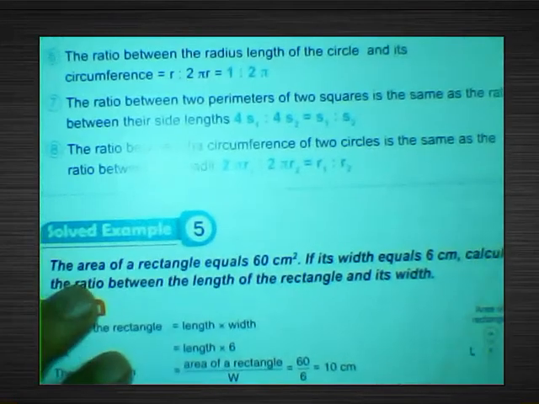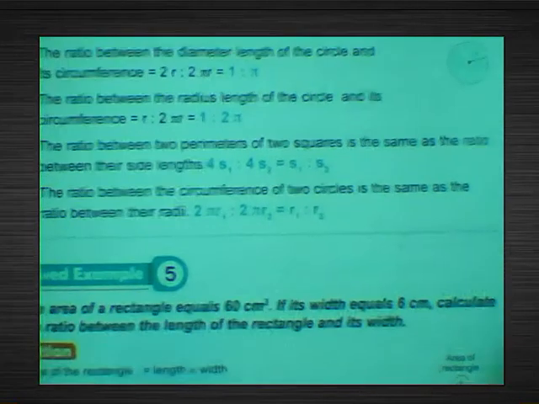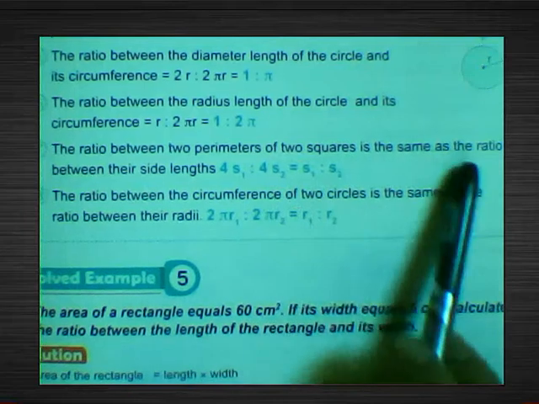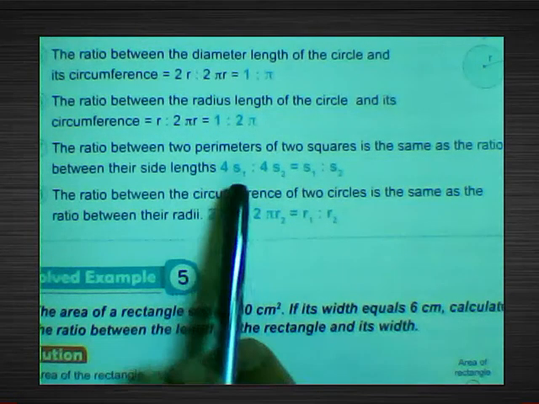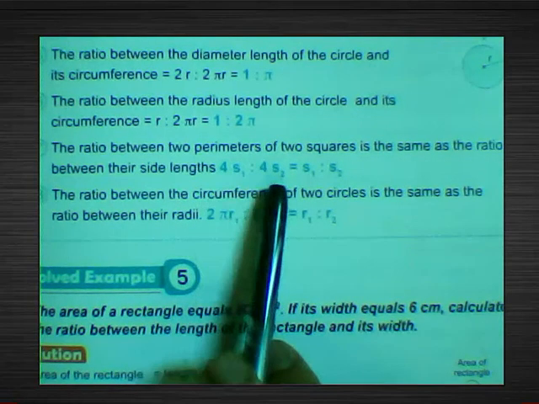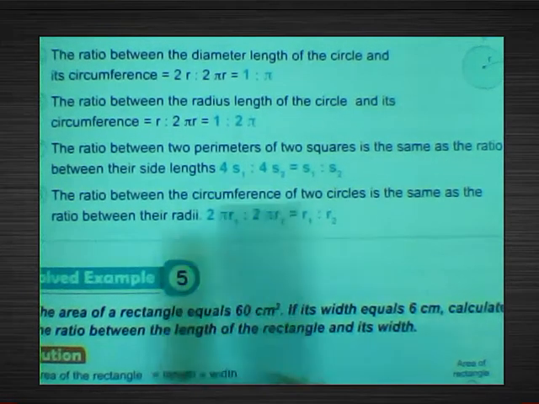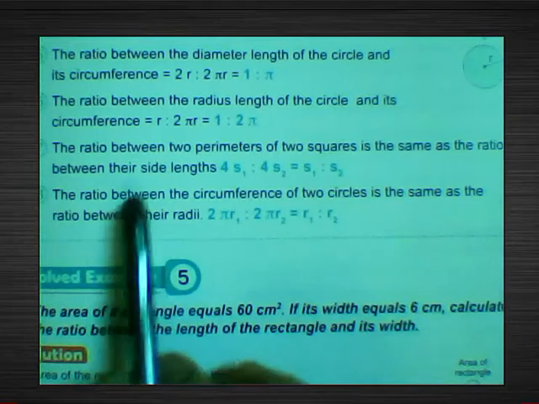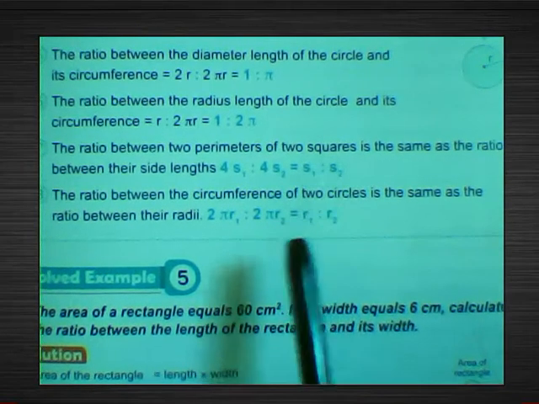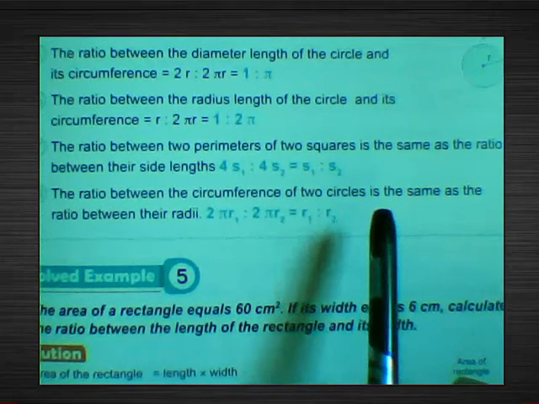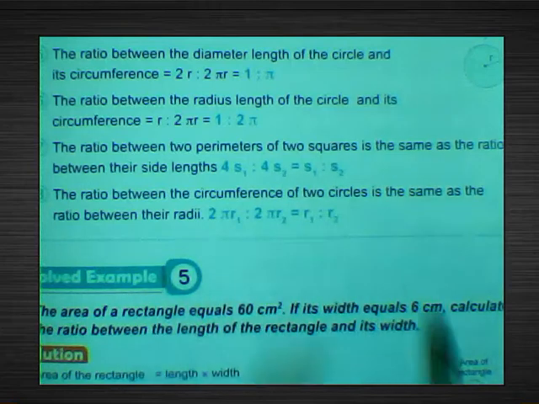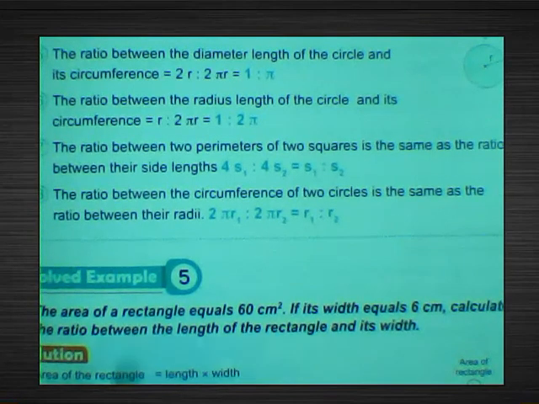Did you understand it? Okay, look at 7. Number 7, the ratio between two perimeters of two squares is the same as the ratio between the side lengths. 4 S1 to 4 S2 equals S1 to S2, or 1 to 1, because the ratio between the perimeters of two squares is the same as the ratio between the side lengths. If two squares are congruent, the result will be 1 to 1. But if the squares are not congruent, this ratio will be side length 1 to side length 2. Did you understand it? I will say it again. Look at me.